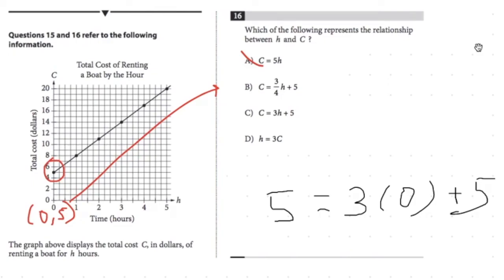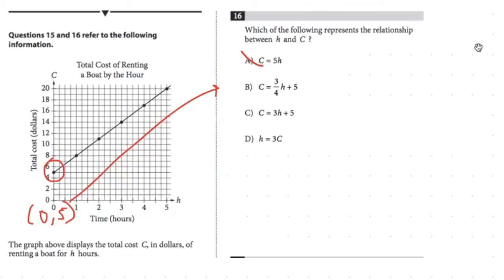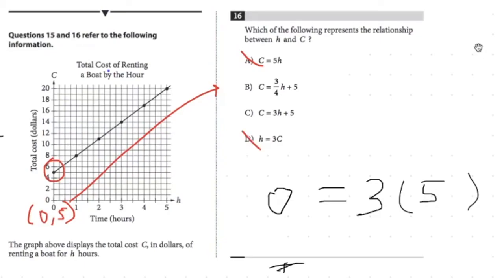But let's plug that same set of values into D, though. I'll clear some space again. Go and plug in our 0 for H and our 5 for C. All right, does that give us a true statement? No. Definitely not. We can easily eliminate D. So now it's between B and C. But we don't have to stop there. We can just pick another set of points to find the right answer.